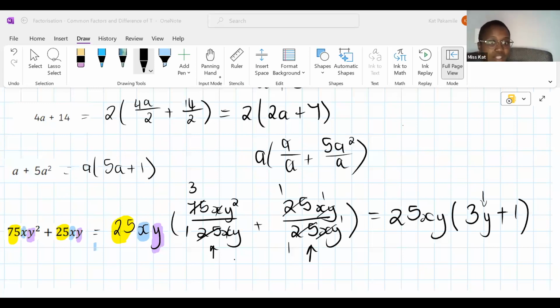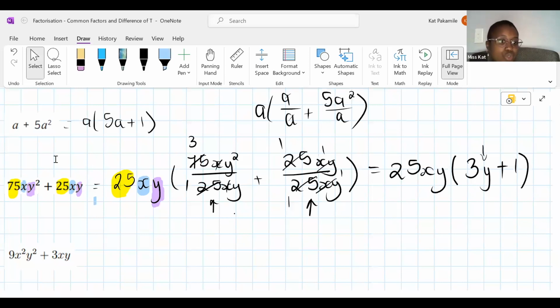Charlie, you find the highest common factor by knowing your factors and multiples. Between the numbers, you should know what goes into 25 and 75. And then with the variables, you check what do they both have. They both have an X. They both have a Y. So that is a common factor.